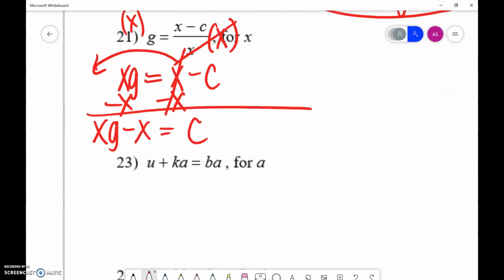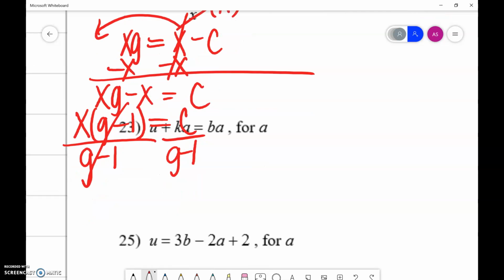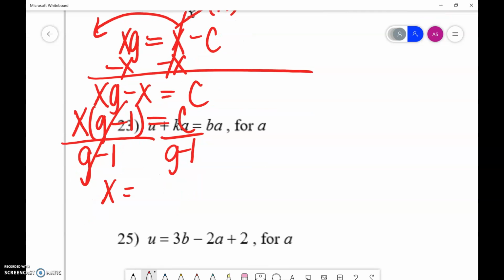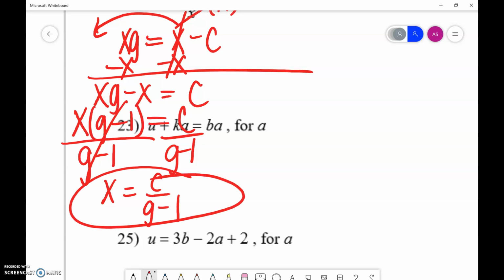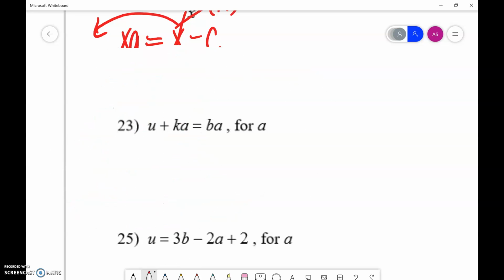So I'm still going to factor out x by dividing. I'm going to have g minus 1 inside my parentheses equals c. Then I'm going to divide both sides by g minus 1, and that cancels out. I have x equals c over g minus 1. All right. Make sure you have written that down. If you have to pause the video, that is perfectly fine.